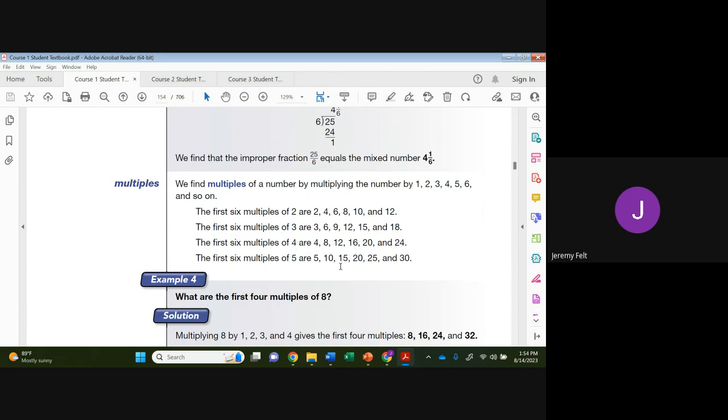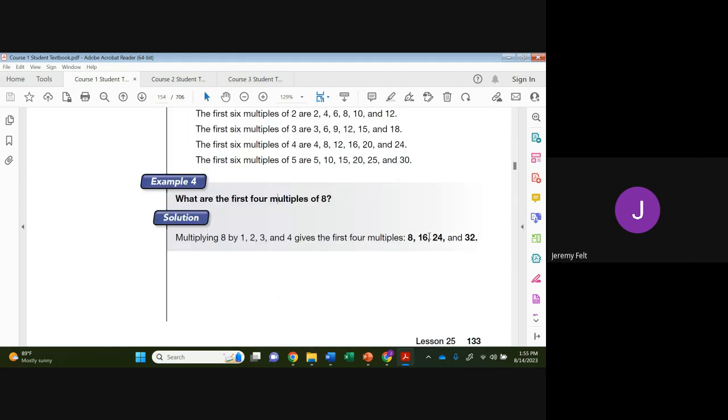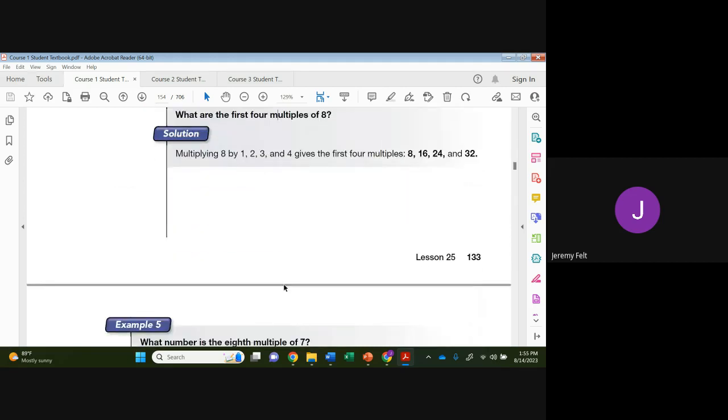So the first 4 multiples of 8, we have 8 times 1. It's pretty simple. We always start with the number itself. So that's 8. Then 8 times 2 is 16. 8 times 3 is 24. And 8 times 4 is 32. And we keep going, but we were only asked to find the first 4 multiples of 8. And there they are down there.